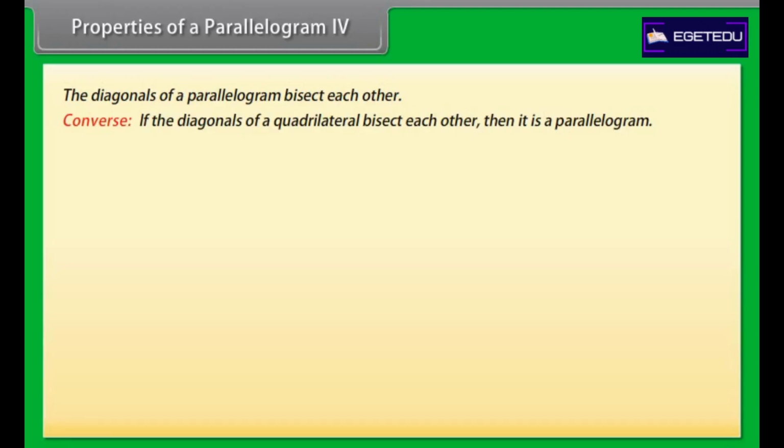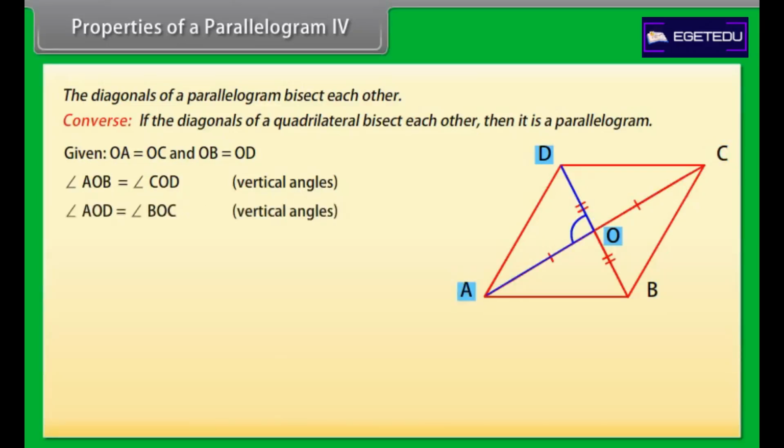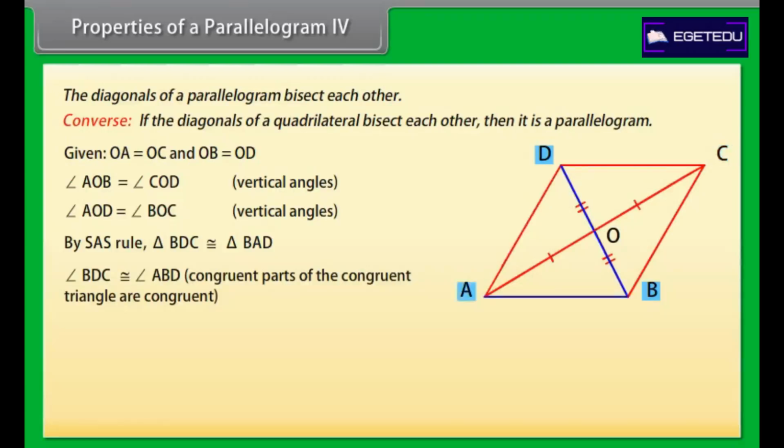Let us prove it. It is given that OA is equal to OC and OB is equal to OD. Angle AOB is equal to angle COD because these are vertical angles. Similarly, angle AOD is equal to angle BOC. So, by SAS rule, triangle BDC is congruent to triangle BAD. Therefore, angle BDC is congruent to angle ABD, as congruent parts of congruent triangles are congruent.